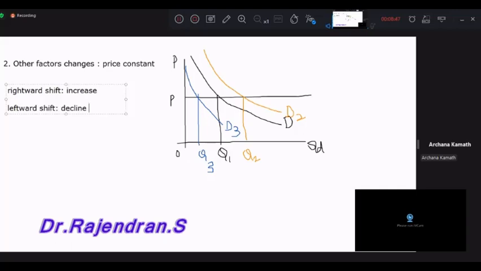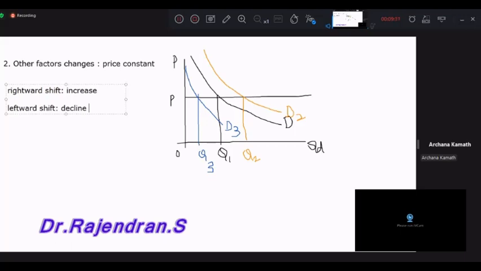Fine. Seasonal changes. In winter, you will be demanding more of winter clothes, warm clothes, etc. In summer, its demand falls. Your income increases, you will be demanding more of some particular commodity. Income falls, you will be demanding less of that commodity. Okay. Now, government putting restriction on certain consumption of a particular commodity.